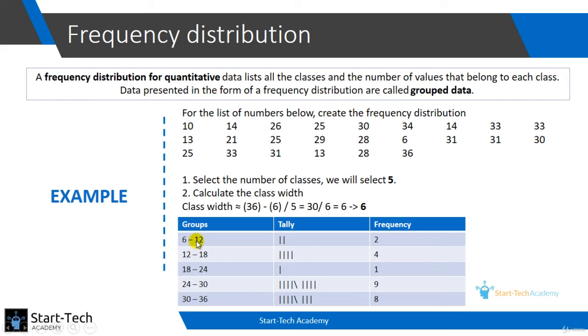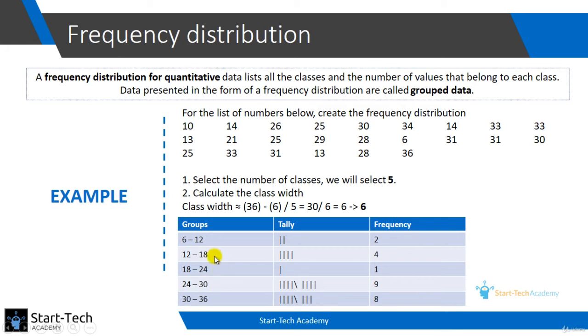Next class will start from this value 12 and we will add the class width to get 18 and so on. So from 6 to 12, 12 to 18, 18 to 24, 24 to 30, 30 to 36. To avoid confusion that if we have a number 30, to which class it will belong, we usually follow this convention that 30 will not belong to this class, it will belong to this 24 to 30 class. That is, 30 will be part of the upper range and not of the lower range.